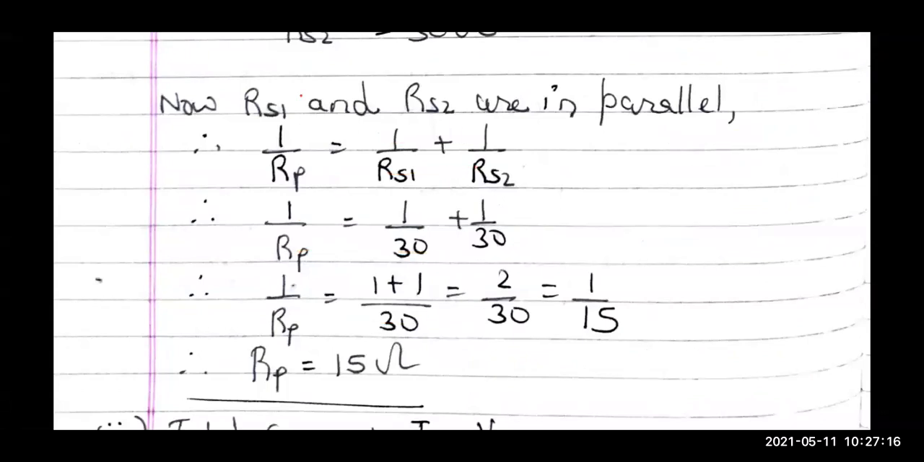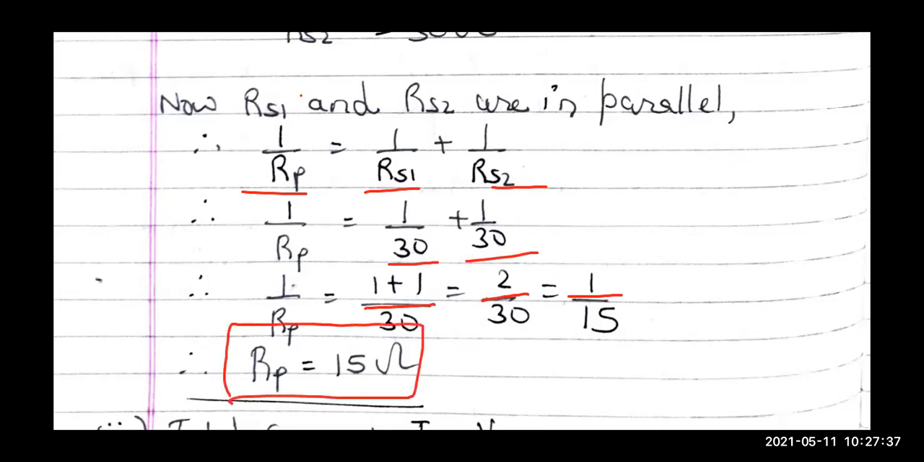So we will apply the formula of parallel. 1 by Rp is 1 upon Rs1 plus 1 upon Rs2, that is 1 by 30 plus 1 by 30. The LCM is the same, so it will be 1 plus 1 by 30, that is 2 by 30. 2 ones are 2, 2 fifteens are 30, so this is 1 by 15. This is the value of 1 by Rp. You want the value of Rp, so you take the reciprocal. So Rp is 15 ohm. This is the value of the total resistance.